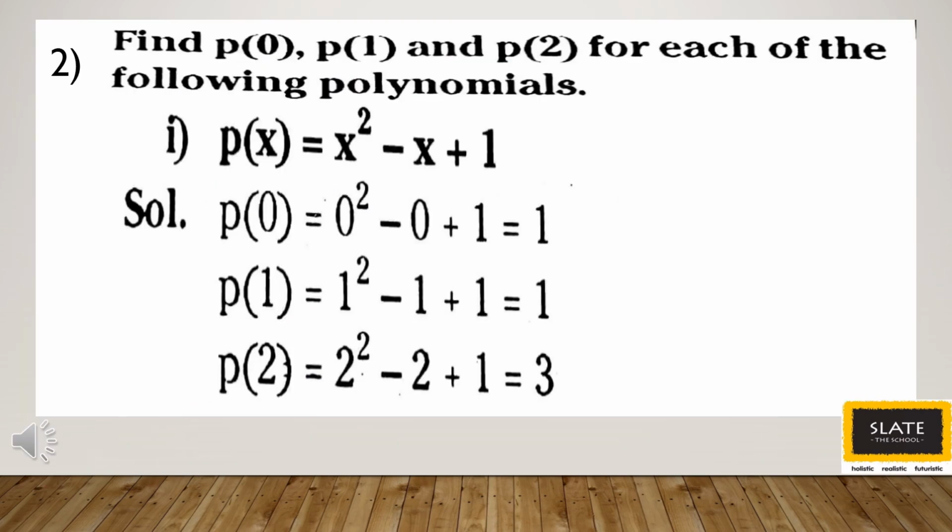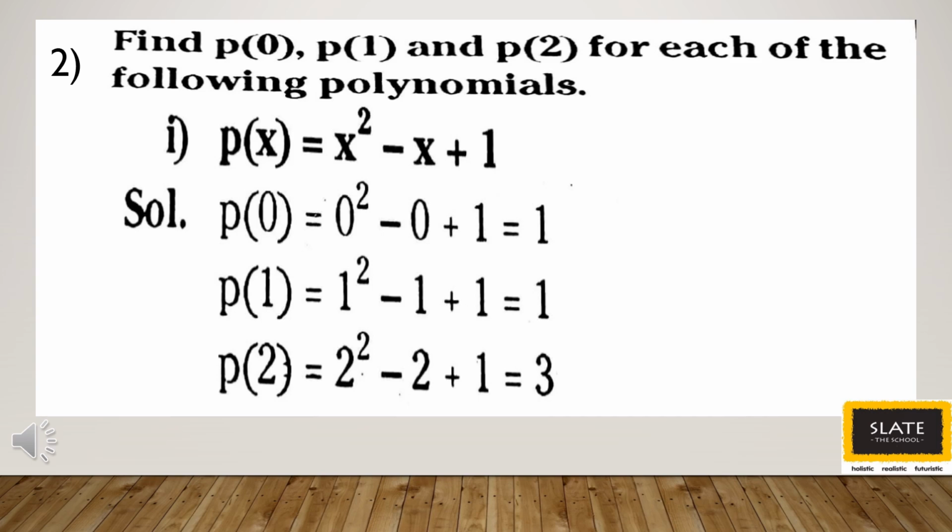Second question, find p of 0, p of 1 and p of 2 for each of the following polynomials. The first one is p of x is equal to x square minus x plus 1. P of 0. So replace x with 0. We get 0 square minus 0 plus 1. Finally, we get p of 0 is equal to 1.